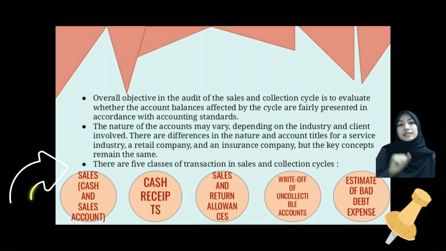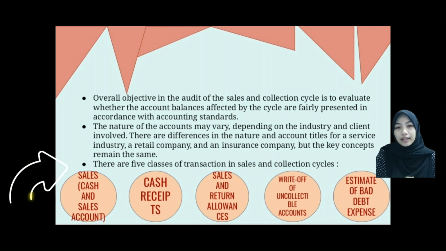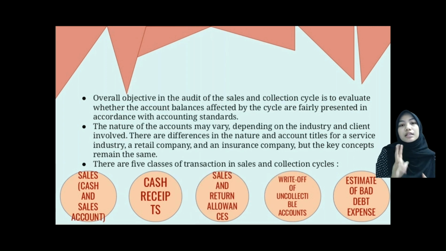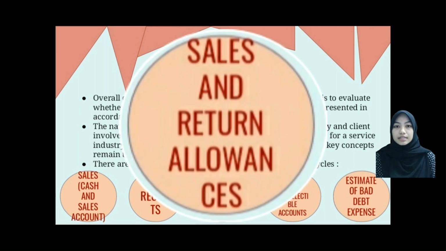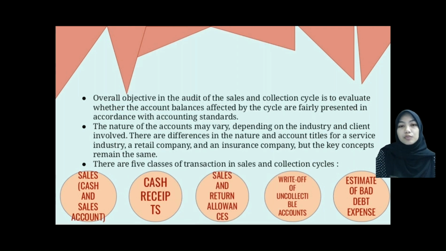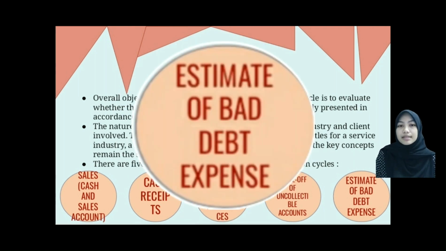There are 5 classes of transaction in the sales and collection cycle. The first one is sales, cash and sales account. The second one is cash receipts. The third is sales returns and allowances. Fourth, write-off of uncollectible accounts. And the last one is estimate of bad debt expense.